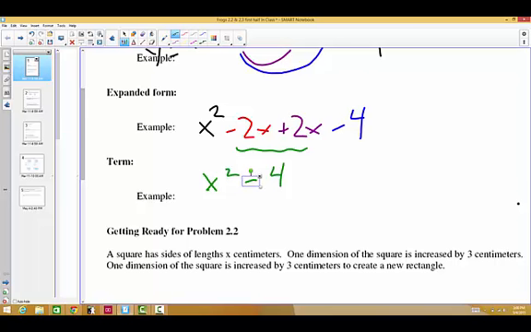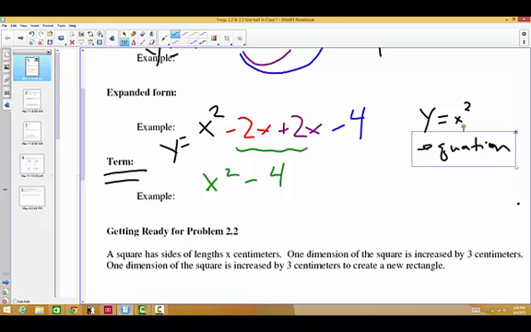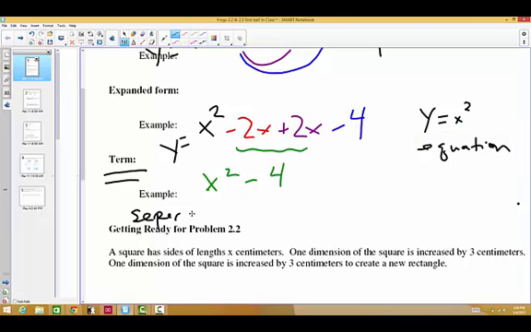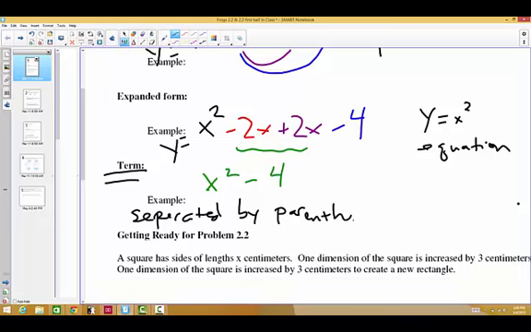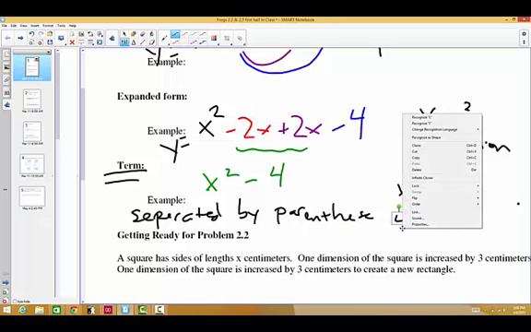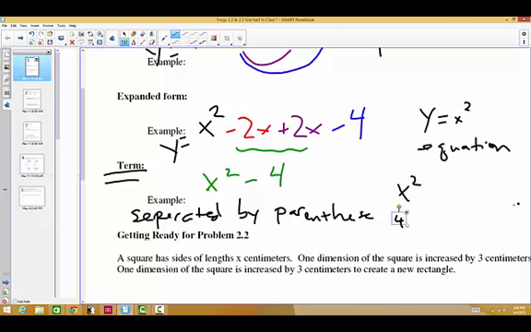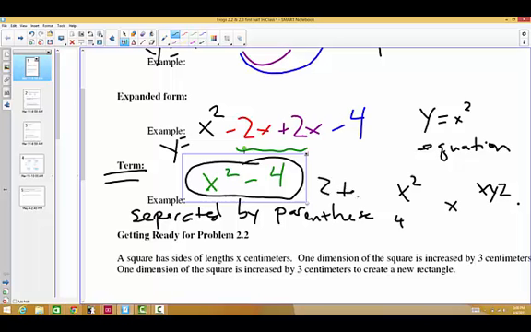So the last vocabulary word, a term, well, let me actually write the definition for expanded. In expanded form, that's a y equals x squared equation with no parentheses. And then the last one, a term. These are separated by parentheses. Like x squared is a term. 4, that's a term. x is a term. x, y, z, that's a term. If you have something like this, that's two terms, because there's two different things separated by parentheses.